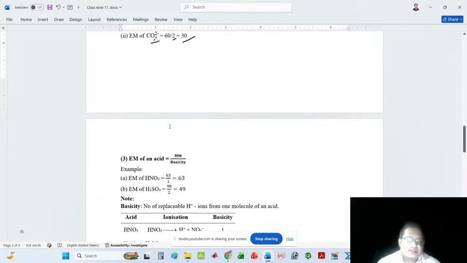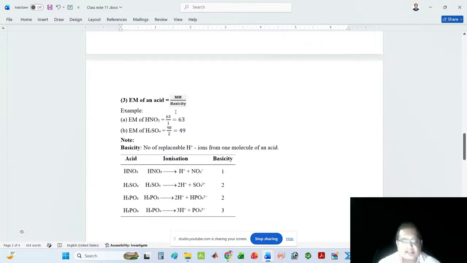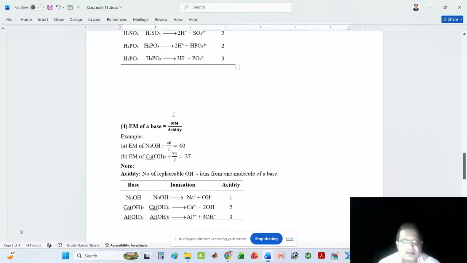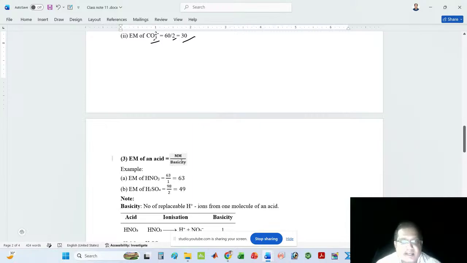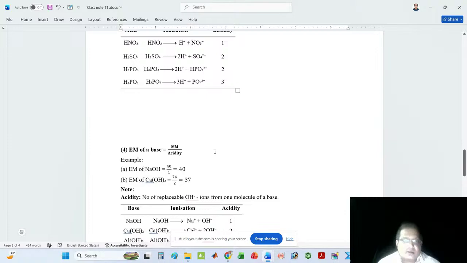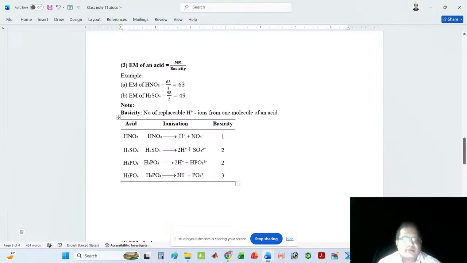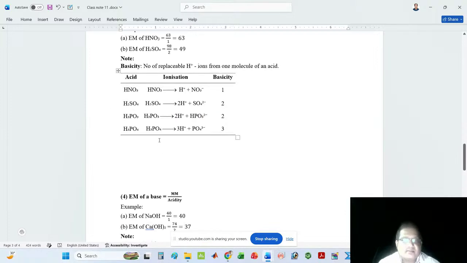Next formula is equivalent mass of an acid. Similarly, I will discuss the equivalent mass of a base. For equivalent mass of an acid, we generally need the help of basicity. For equivalent mass of a base, we generally need the term acidity. At first, try to understand what is basicity and what is acidity.